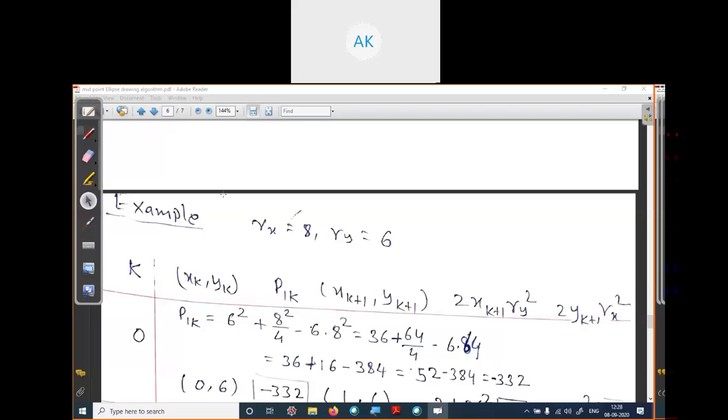What will be xk when you are calculating the region 1 points? xk is 0, yk is 6. Consider this is your ellipse. Here it is 8, here it is 6, meaning rx equals 8 and ry equals 6. We start calculating at this point where x is 0 and y is 6. So our initial point is 0, 6.